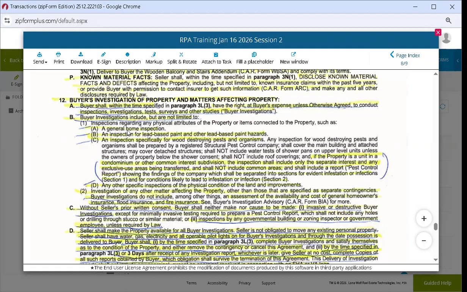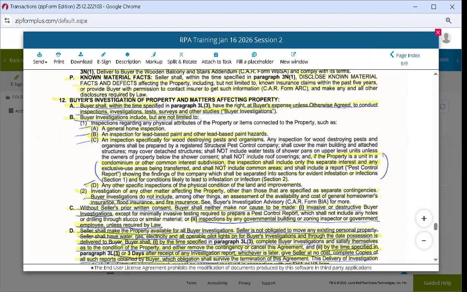A general home inspection, an inspection of lead-based paint and other lead-based paint hazards if they want to get an inspector out on that, and also the wood-destroying pests and organisms. So go ahead and get the termite inspection with your home inspection. I get that question a lot. Even if you did not write that in the offer, you have a right to get that inspected at the home inspection. It outlines that in the contract.